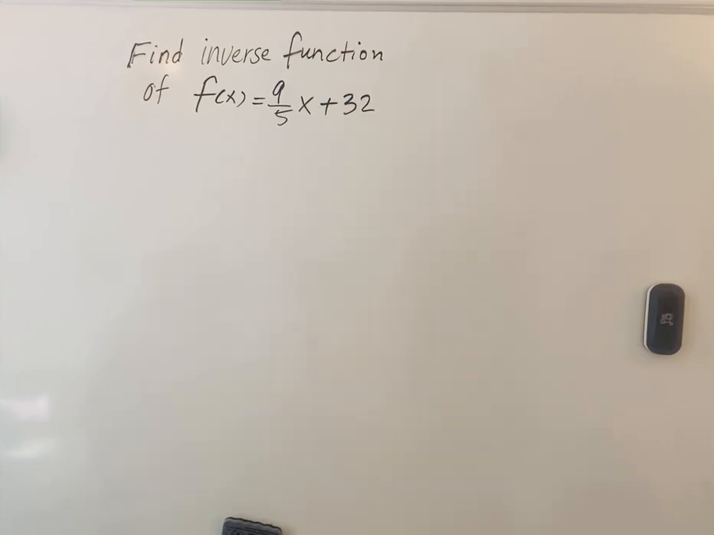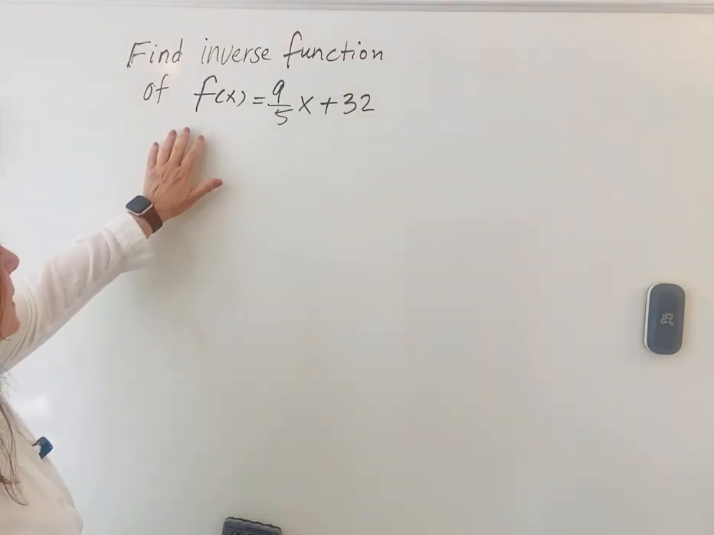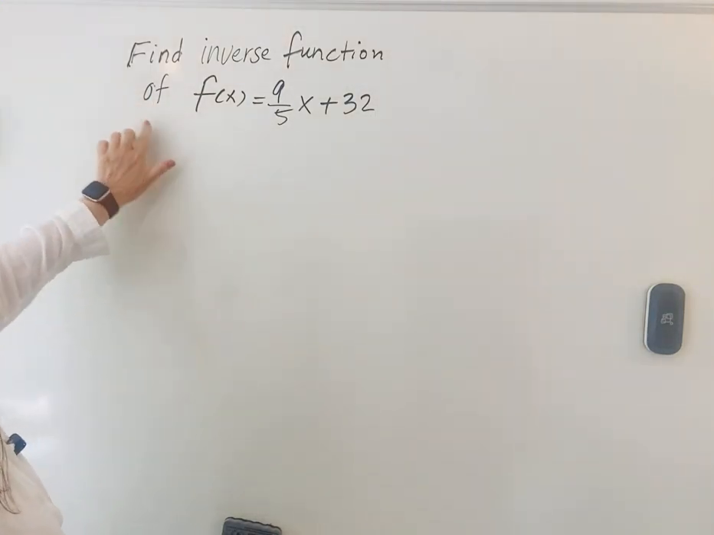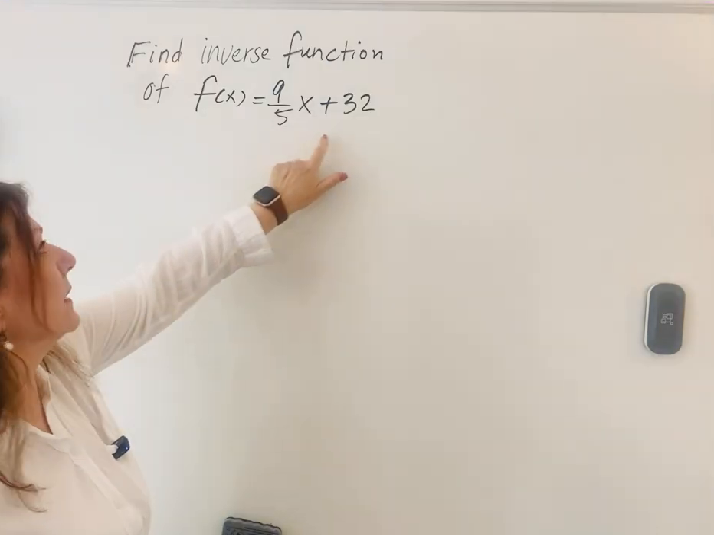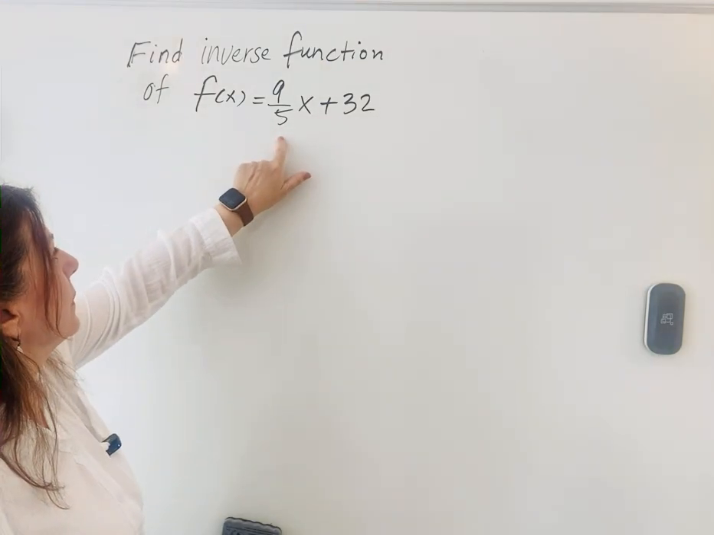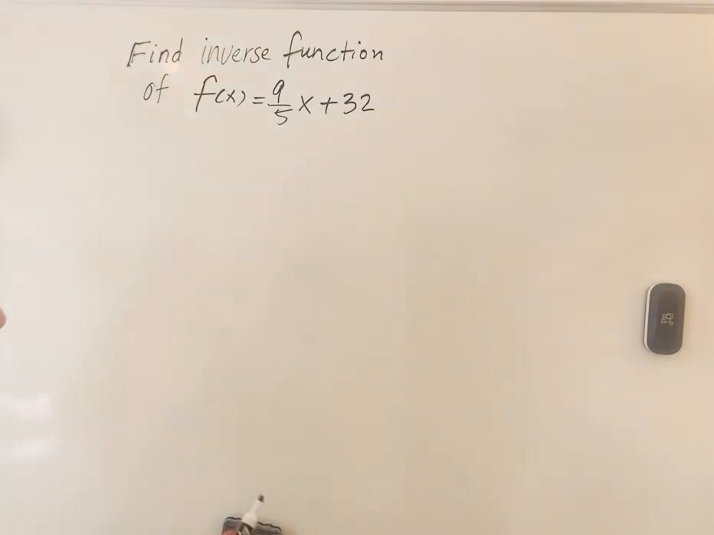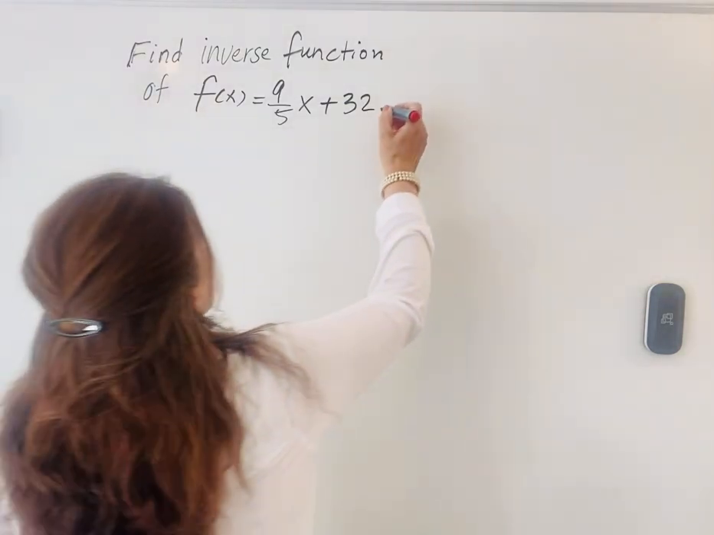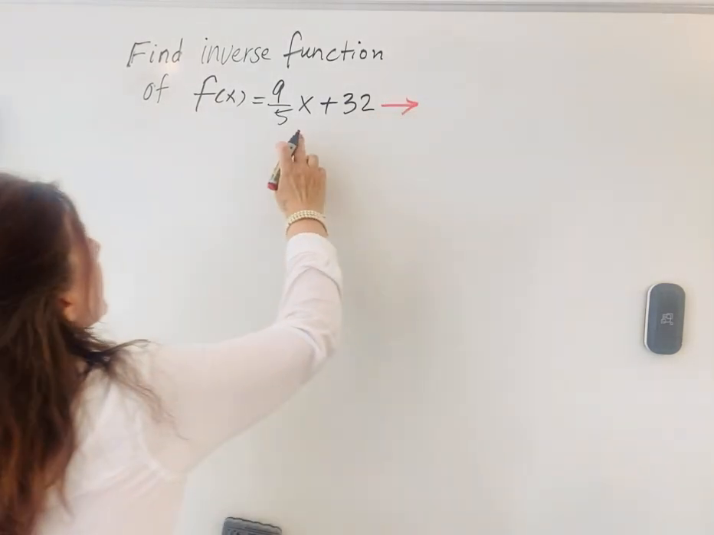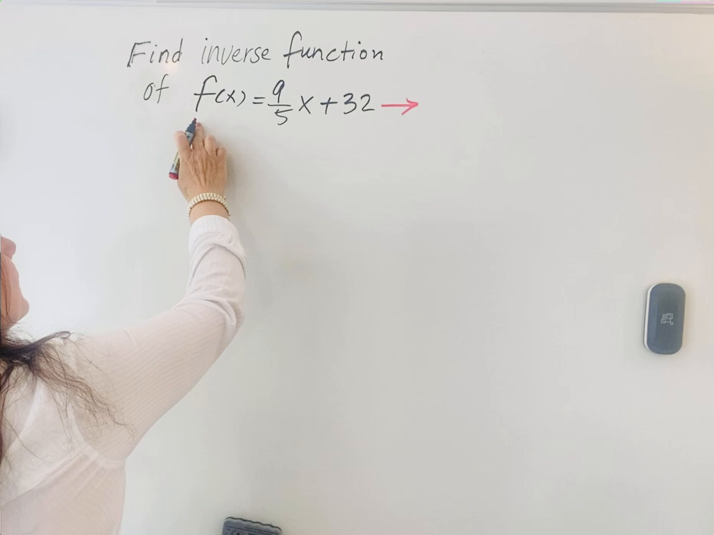Hi everyone, in this video I'm going to explain more about inverse function. In this particular lesson we are going to find the inverse function of this function, f of x equals 9 over 5 x plus 32. As you see, this is actually the function we had about converting Celsius to Fahrenheit.